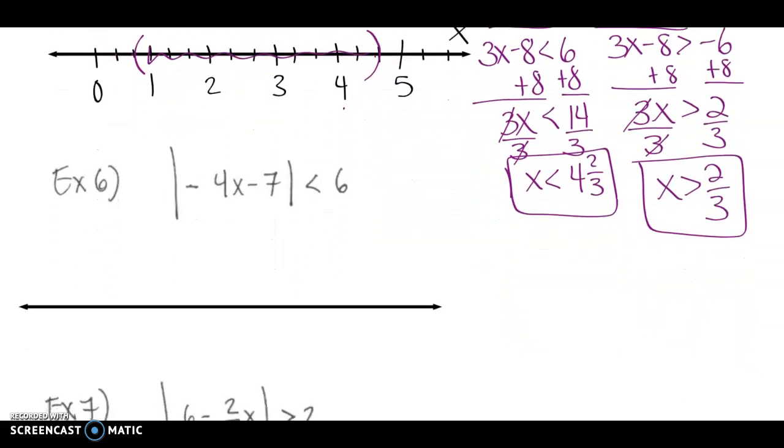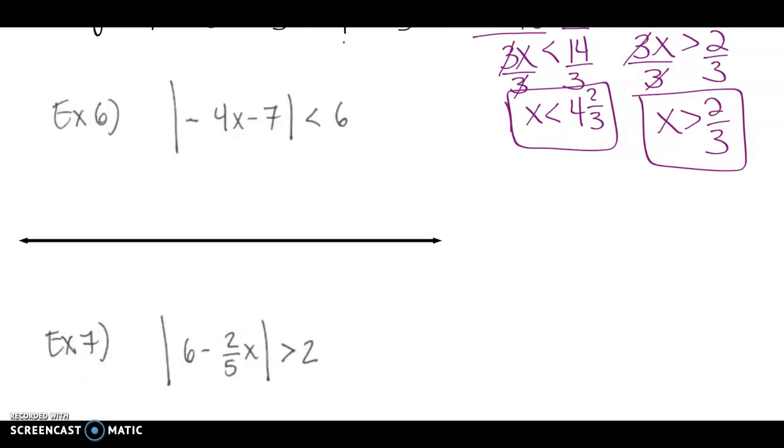And then the next example here, I have the absolute value of negative 4x minus 7. I don't need to do anything to isolate the absolute value because it's already isolated. So I can go right to my 2 cases, case 1, case 2.